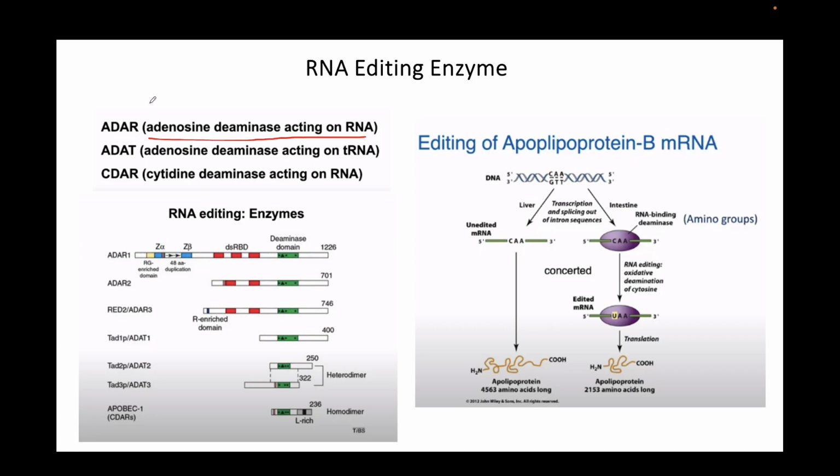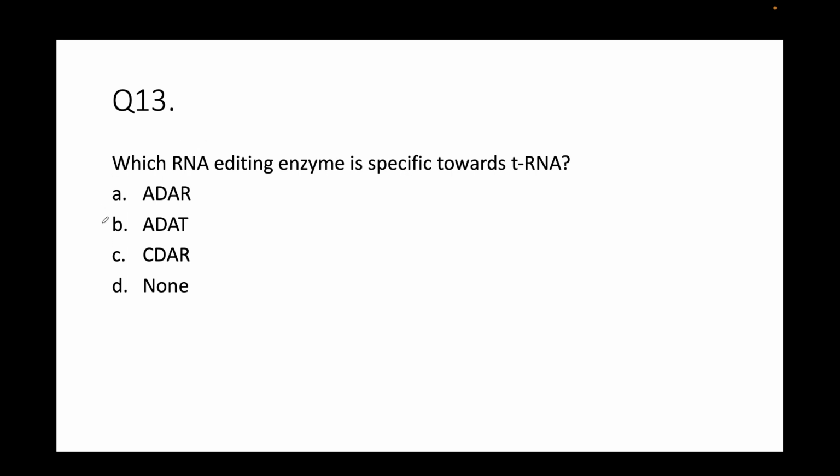Okay. So in case of adenosine deaminase, what does it mean? That means base modification. Adenosine will be deaminated to produce inosine, and cytidine will be deaminated to produce uridine. Okay, next is ADAT, that is adenosine deaminase acting on tRNA. Next is CDAR, that is cytidine deaminase acting on RNA. So if we are talking about a tRNA-specific editing enzyme, this will be ADAT.